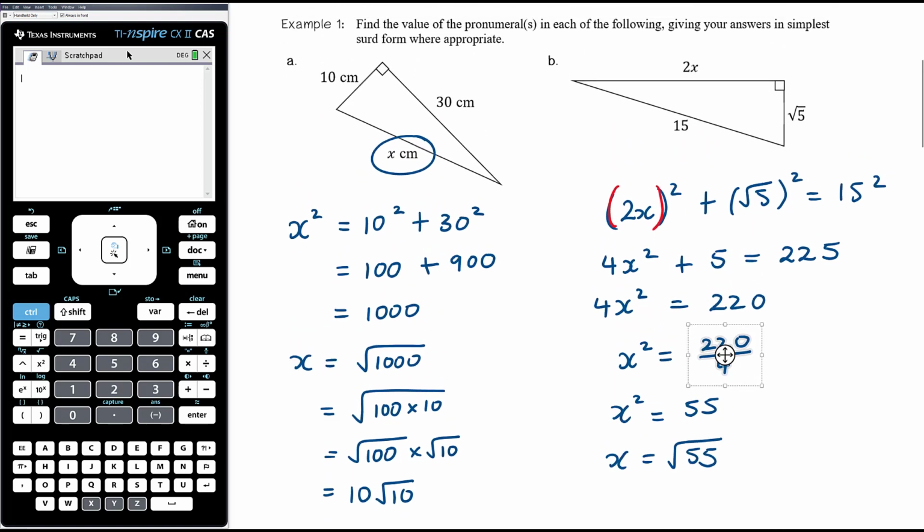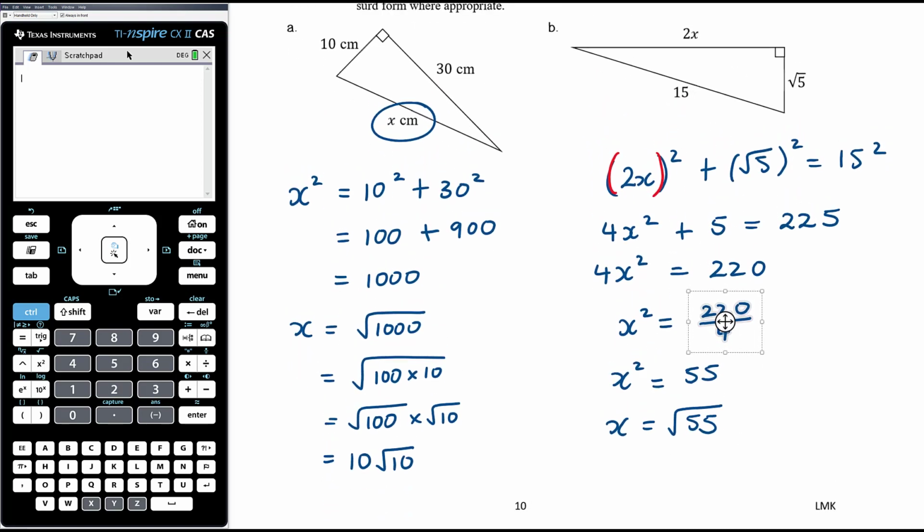Just to be clear here, we've got some measurement problems. In part A there were units, so x was in centimetres. In part B there are no units, so the length of x is just root 55. Looking at this example, it doesn't mean that that side length is root 55. This side length therefore would be 2 lots of root 55.